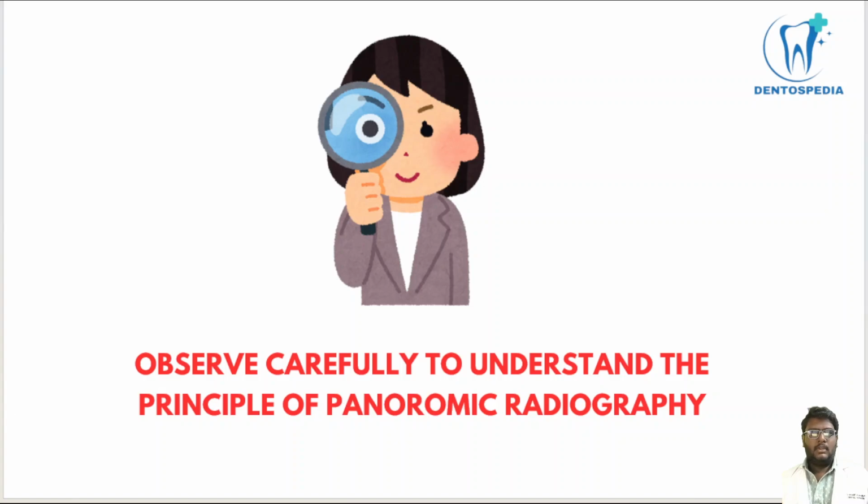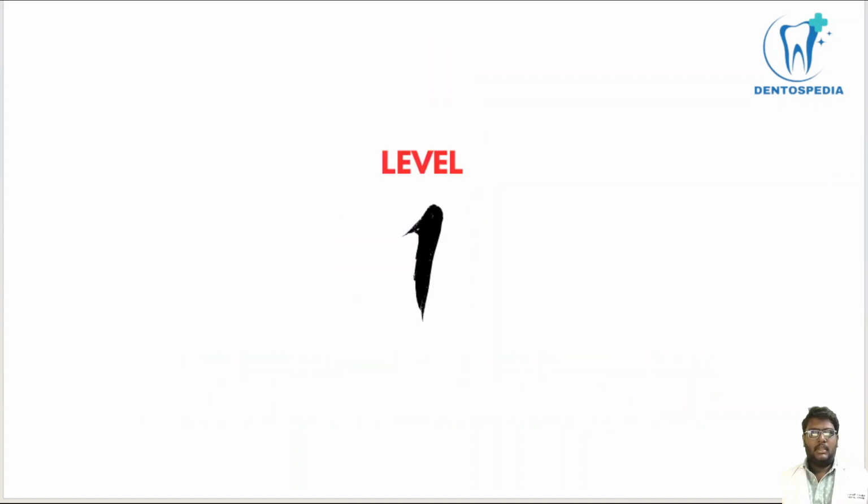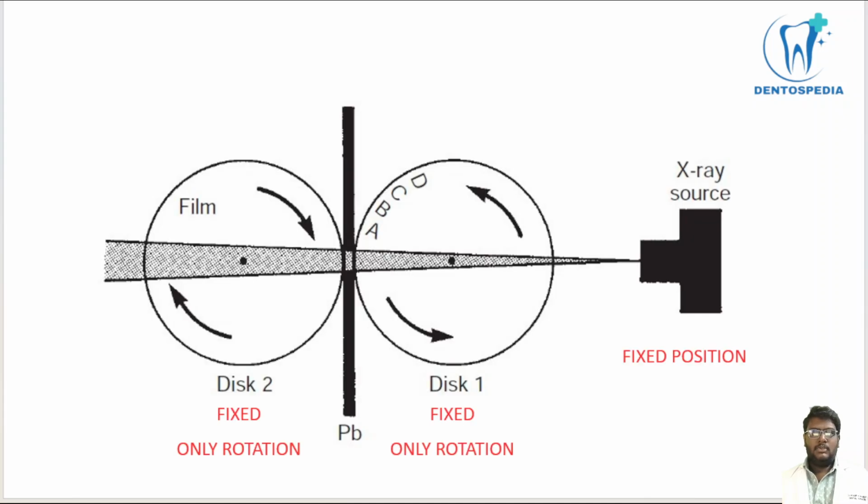I want you to understand a few important points before you understand the basic principle of how CBCT works. This is level one. Consider there are two discs. Disc one is fixed in position and only rotates around its own axis, counterclockwise. There is disc 2. It is also fixed in position and only rotates around its own axis, clockwise, just opposite to disc 1.